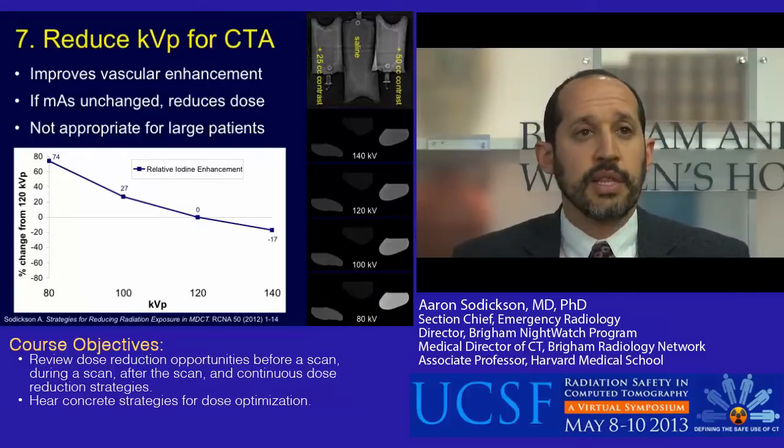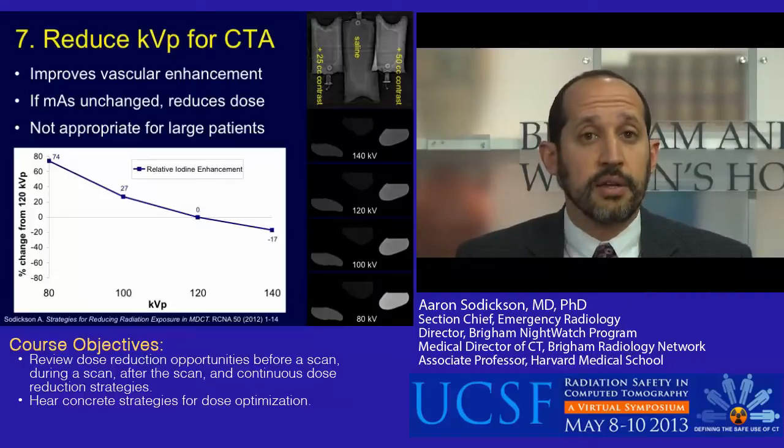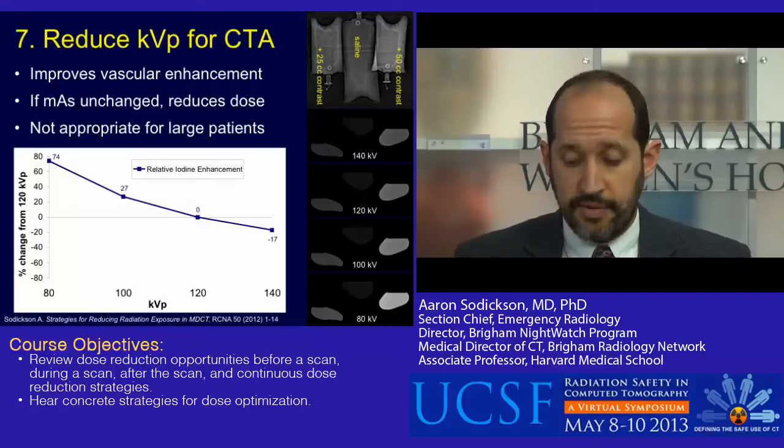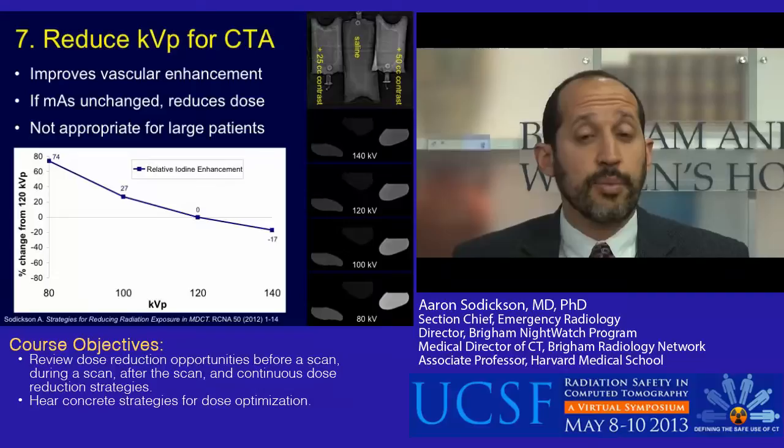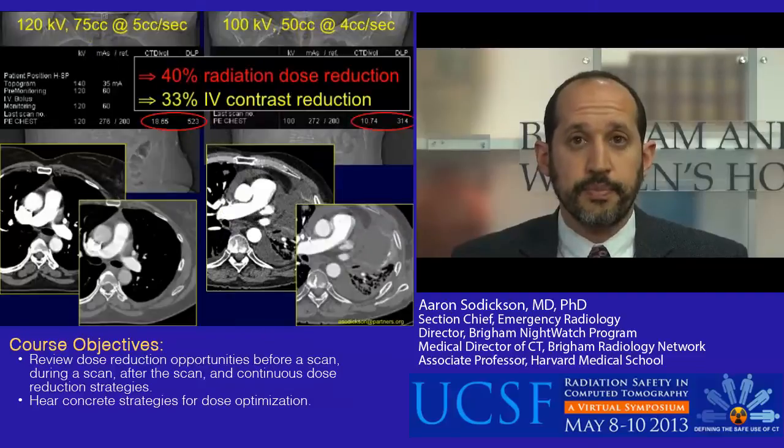At the same time, if we leave our mAs unchanged, we see reduced dose at these lower kVp values. If you look at a curve like this, you think, well, I go to lower kV, I achieve higher levels of enhancement at lower dose. This is a win-win. Why wouldn't I do this in everyone? The answer is that it's great for patients who are small enough, but it is not appropriate to do this for very large patients because our result ends up being a very, very noisy image. Even though we have better enhancement, we lose our ability to make a confident diagnosis.